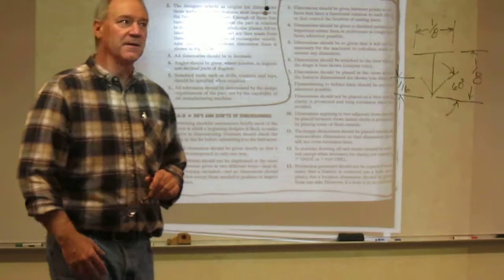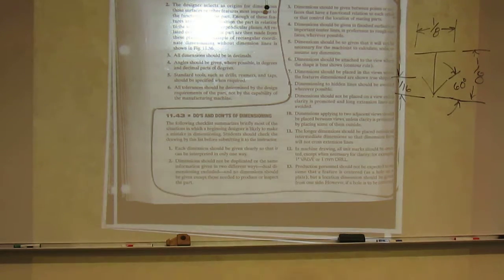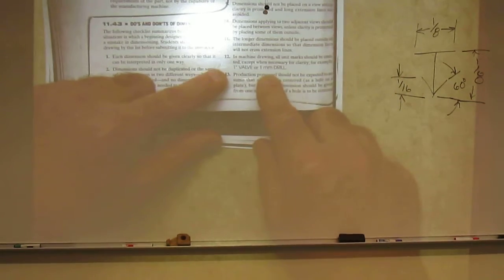Never dimension to a hidden line. It's number 10 on ours, avoid dimensioning hidden lines. Yeah, that's the only place you'll find it in our text. But there's a bunch of these. These are great. Again, don't deal with the ones that say, you know, like number 12.